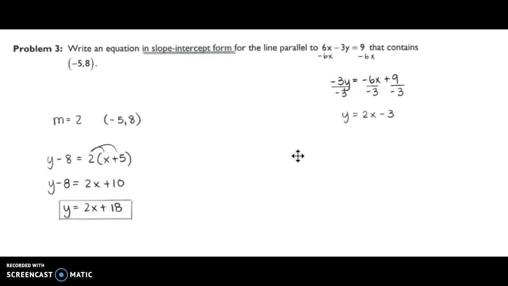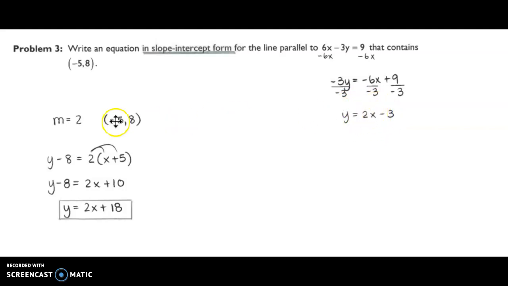But here in problem 3, it says write an equation in slope-intercept form, so that means y equals mx plus b. I just wanted to highlight, you've got to solve for y, right? If it's parallel, that means it's the same slope. So it's helpful to solve for y, to put it into y equals mx plus b form to figure out what the slope is, okay?